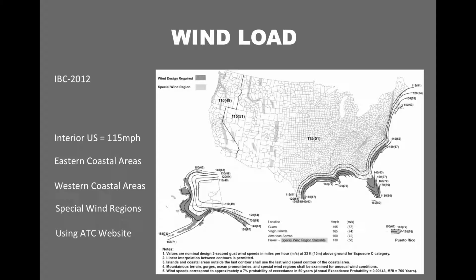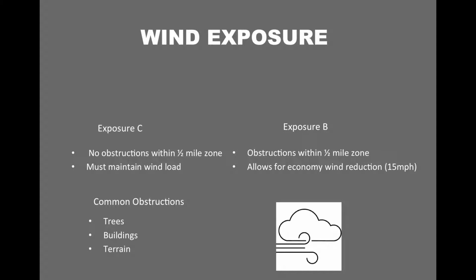So again, standard is going to be 115 miles per hour, exposure C, but if you do have obstructions, you can use exposure B, and that will allow for a more economical design and potentially save you a little bit of money. But if you have any question on these, again, refer to your building department and ask them, is it okay for me to use exposure B, or will you guys require exposure C? And they, in most cases, will let you know right there.